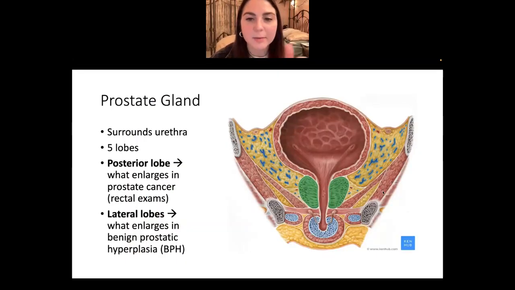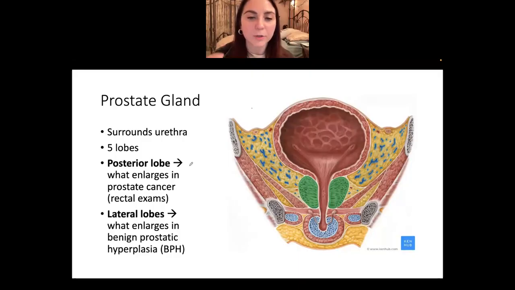Briefly touching on the prostate gland because it will probably come up at some point, not in terms of cancers probably, but the prostate gland actually has 5 lobes. I know this only looks like there's 2, but there's 5. The 2 main ones that I thought were important to know at this level are, first, the posterior lobe. This is the lobe that enlarges with prostate cancer. So you can feel this on rectal exam because it's in the back. So that's the posterior lobe.